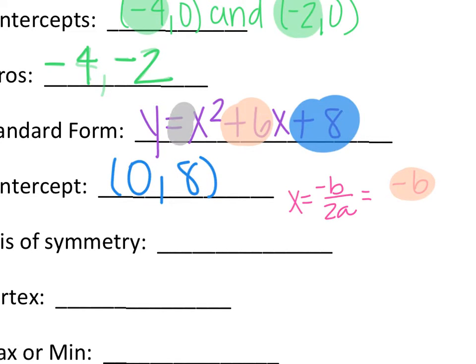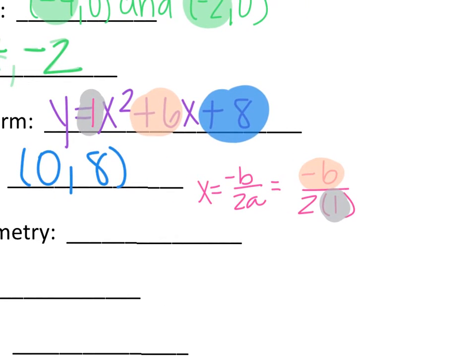And then my number in front of x squared in this case is a 1. So it'll be over 2 times, and instead of a, I'm going to put 1, because 1 is the number in front of x squared. So on bottom, my 2 times 1 is going to give me -6 over 2, and -6 divided by 2 is a -3. So my axis of symmetry is x equals -3.